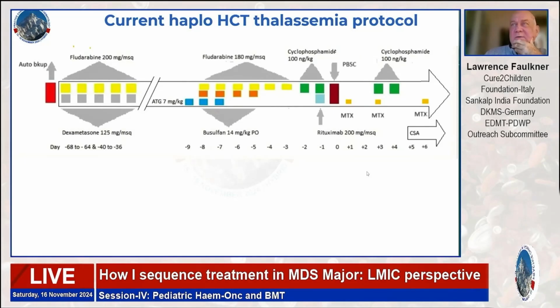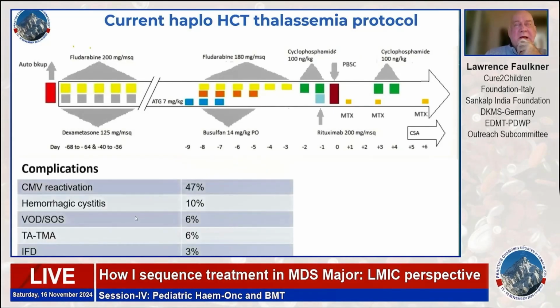I already mentioned the rejection rates, and these are other complications that we see. So, of course, CMV reactivation is quite frequent. Hemorrhagic cystitis is not very frequent and it's manageable most of the time. Also, veno-occlusive disease is not very frequent, but we lost 1 child from veno-occlusive disease. Same thing for transplant-associated thrombotic microangiopathy, and invasive fungal disease is actually quite rare. Most of these patients were done in HEPA filter and positive pressure rooms.